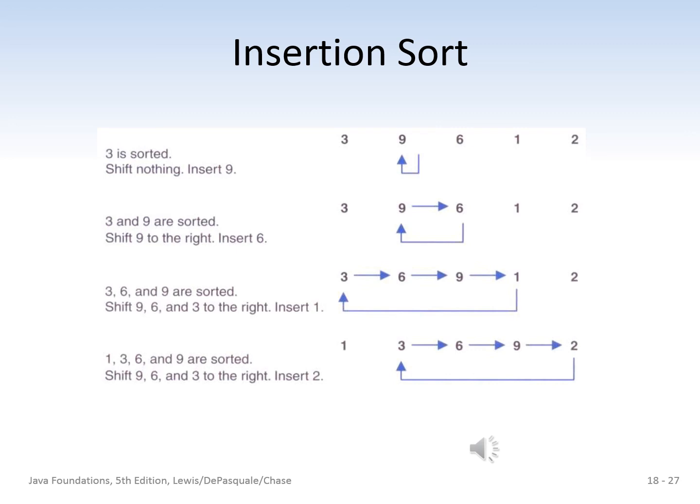So start off with the sublist of 1 and 3. Okay. Obviously you don't shift anything. So we insert 9, and then 3 and 9 are sorted. So we shift to the right and we insert 6. Then 3, 6, 9 are sorted. Shift 9, 6, and 3 to the right 1, insert 1. Then 1, 3, 6, and 9 are sorted. We shift 9, 6, and 3 to the right, and we insert 2, and continue the process.